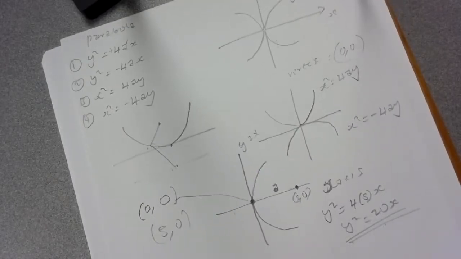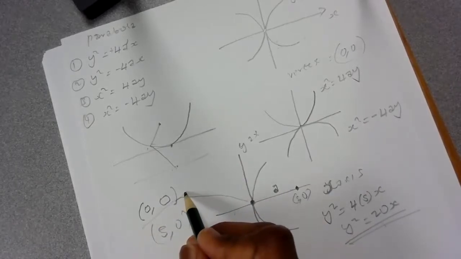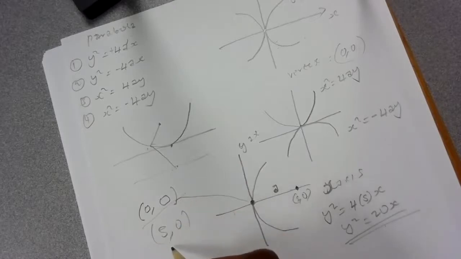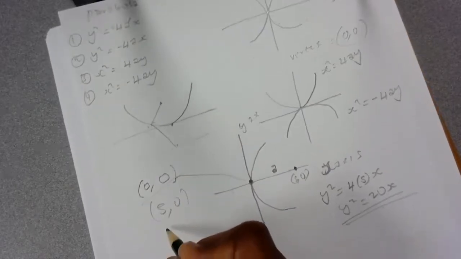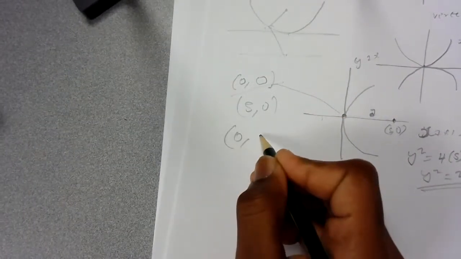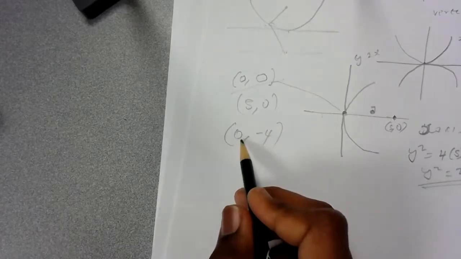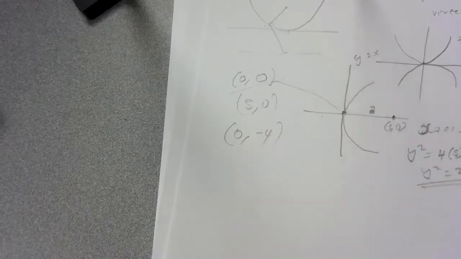So if we get another parabola, let me see, still with the vertex at 0 and 0, and I would say we get the focus at, let me see, 0 and -4. So the focus is (0, -4) and the directrix is 0 and 0.